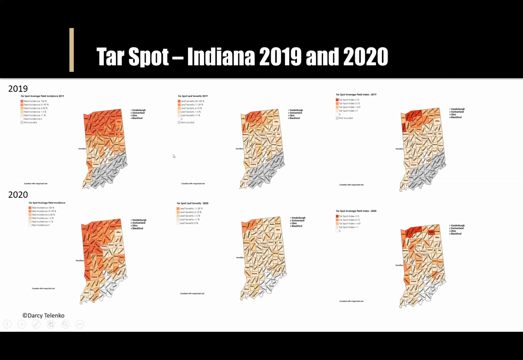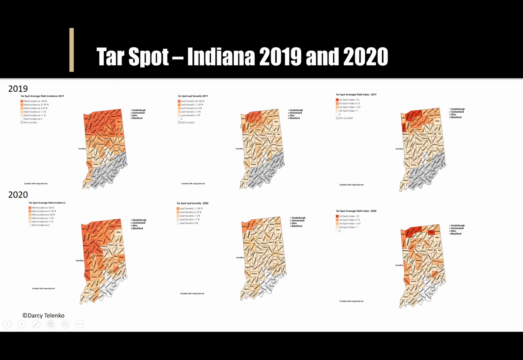So as you can see, from 2019 to 2020, we're starting to see more fields with more tar spot being found more readily across the state. But when we look at the ear leaf severity, those leaves weren't as severely infected in 2020 as they were in 2019.